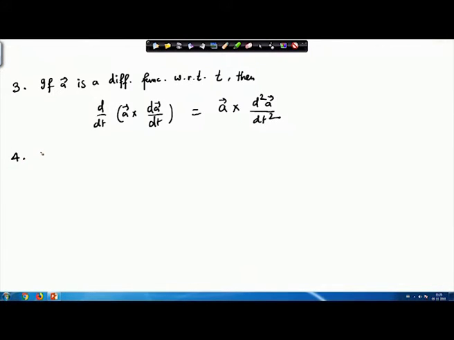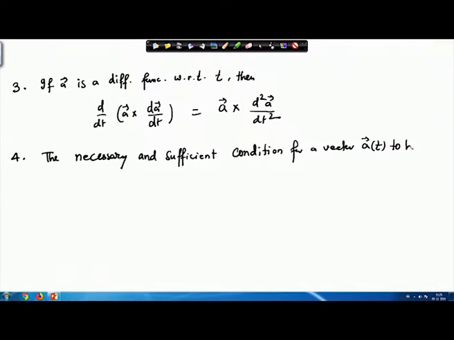The fourth property is the necessary and sufficient condition for a vector A(t) to have constant direction: A(t) cross dA/dt equals the 0 vector. So, this is also a nice property. That was for the constant length, this one is for the constant direction, and this is very obvious to prove. You just have to use some derivative result for A cross A, and from there you can obtain this. So, it is really not complicated.